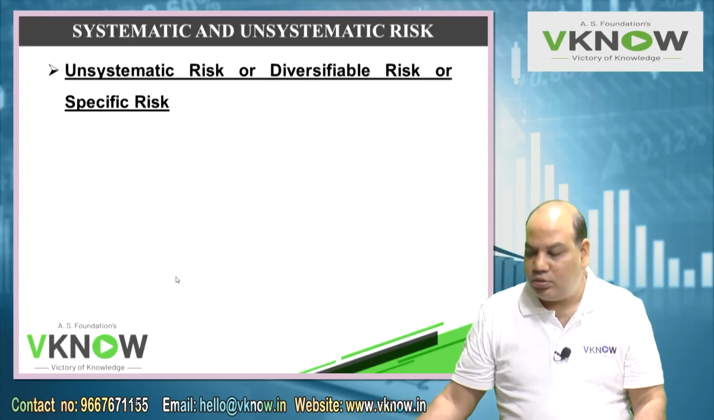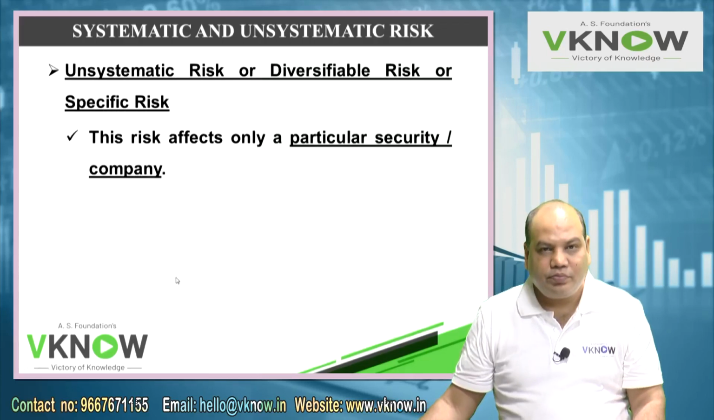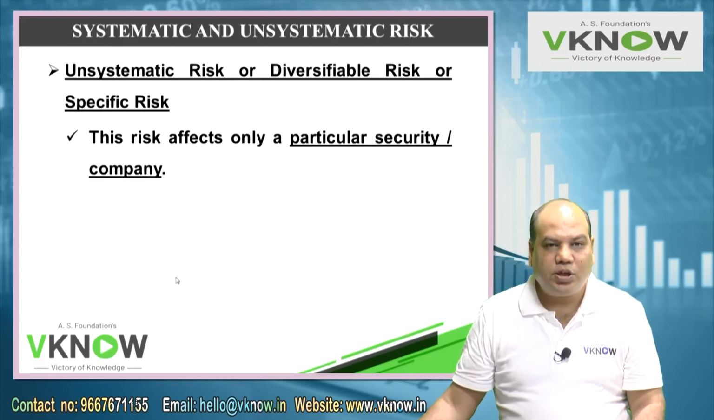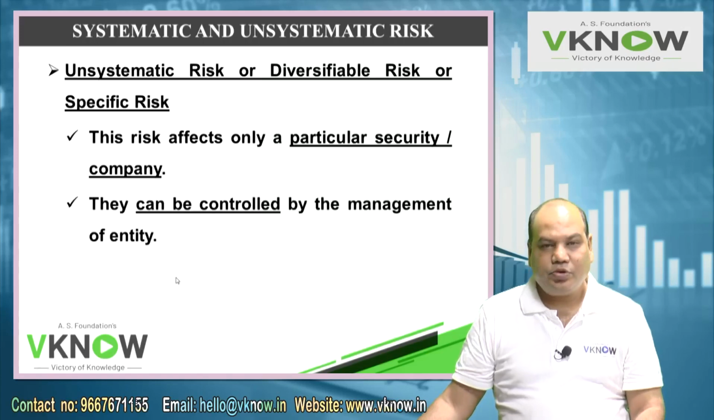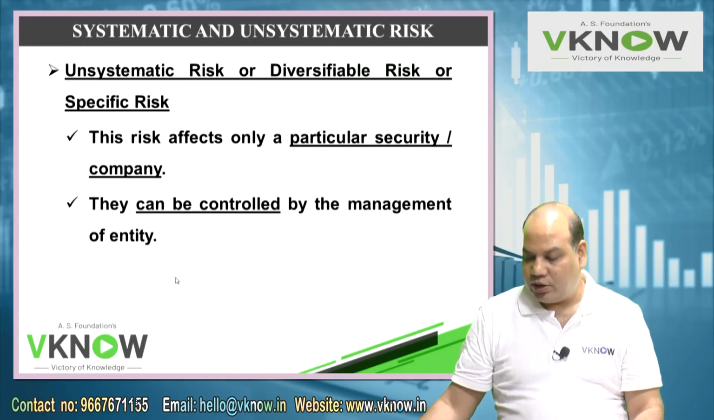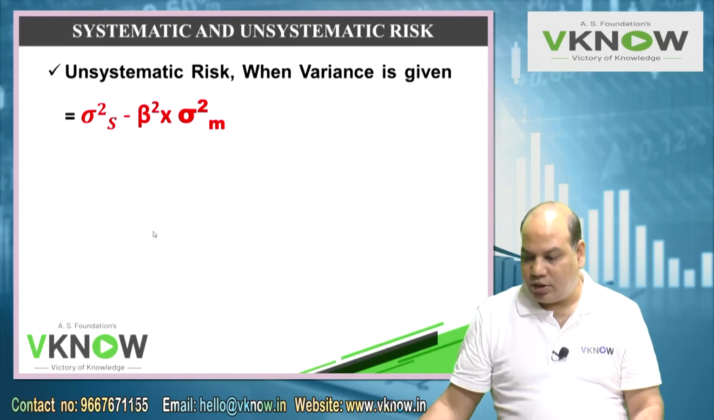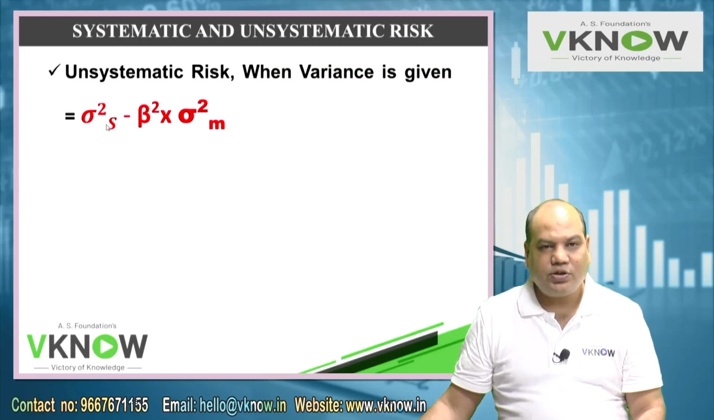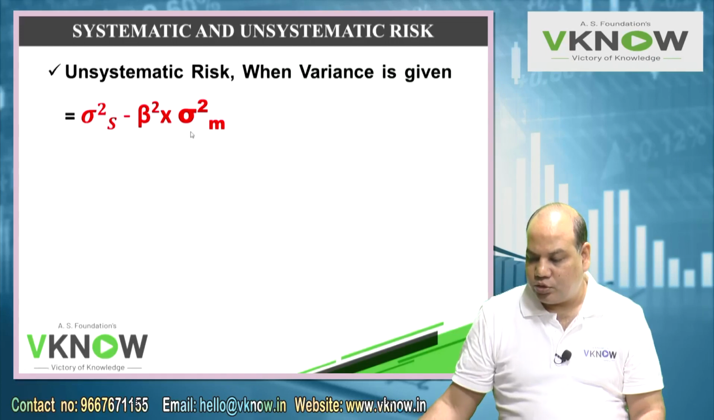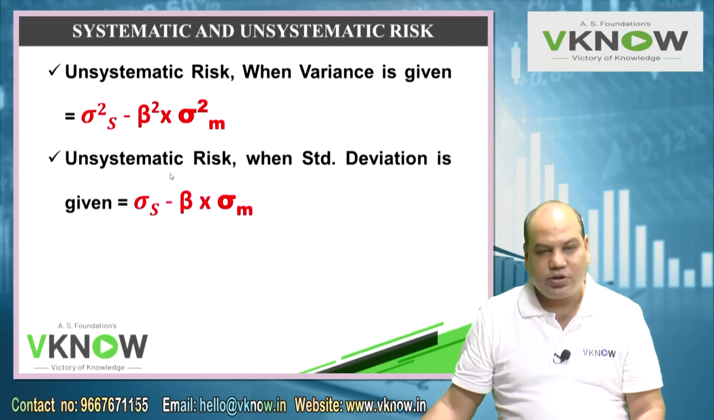Unsystematic risk is called diversifiable risk or firm specific risk. These risks affect only a particular security or economy. This can be controlled by the management to some extent. The formula for unsystematic risk is total risk. If variance is given, sigma s square minus beta square into sigma m square, and when standard deviation is given, sigma s minus beta into sigma m.